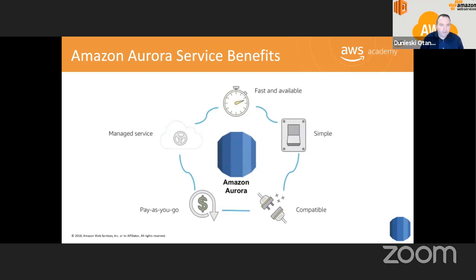Amazon Aurora service benefits: it is fast and available. It's managed by AWS. You pay as you go. It's compatible and uses SQL. So with Amazon Aurora, you can get the information using SQL. It's very simple to use, right?